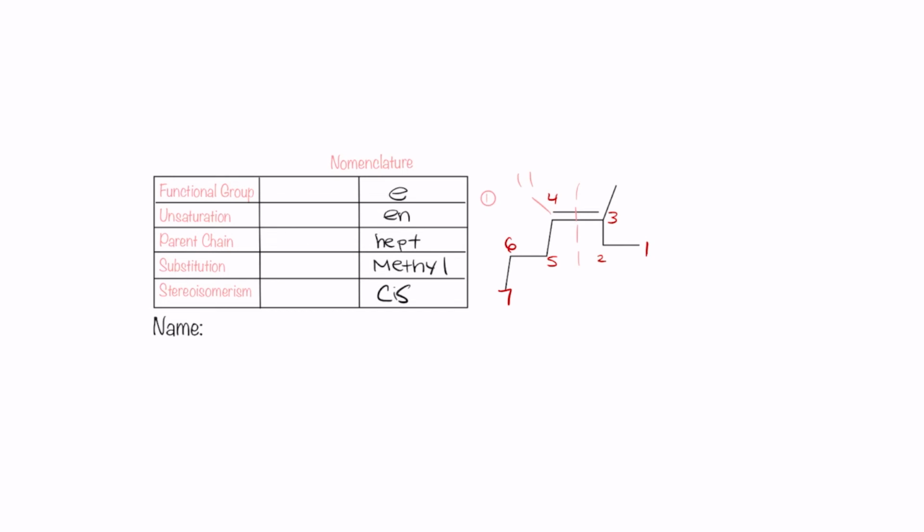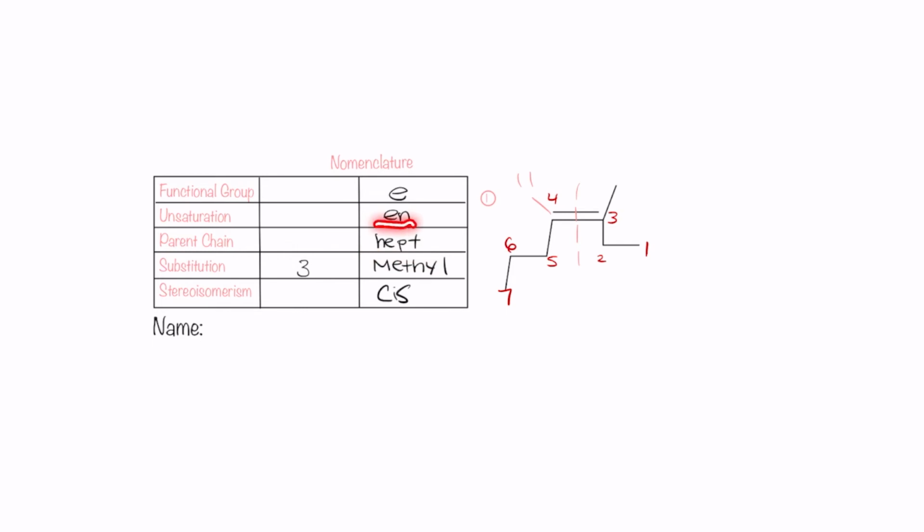So now we gotta determine locations. If we look at cis here, cis is just talking about our double bond, so we don't need to put a number for cis. If we look at our methyl here, we see that our methyl group is coming off of a specific carbon, and that's carbon number 3. So we gotta put 3 here. What about hept? Hept is not anything that needs a location, it's the amount of carbons that you got, so it doesn't have a number.